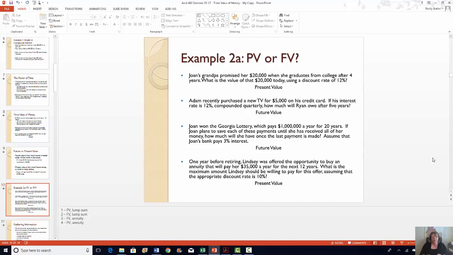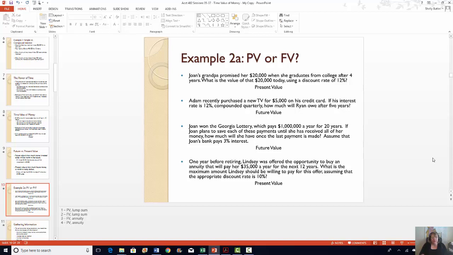So looking at these examples, Joan's grandpa promised her $20,000 when she graduates from college after 4 years. What is the value of that $20,000 today using a discount rate of 12%? That's a present value because we know that at the end of 4 years, that's going to be $20,000. And the discount rate, that's a term they use because it'll be less today, because it'll be worth $20,000 in 4 years. So they call that the discount rate, and you'll see that in the problems that we're going to be doing.